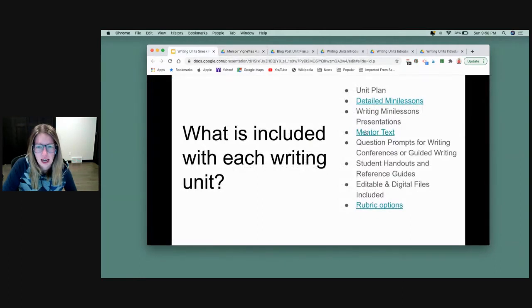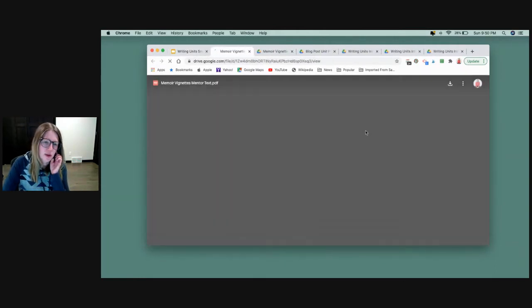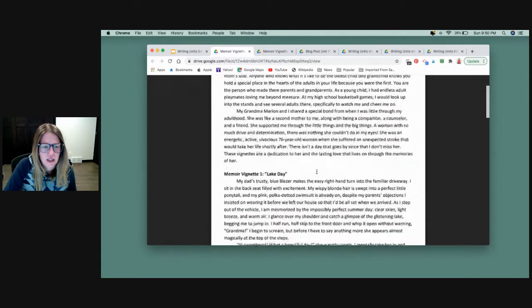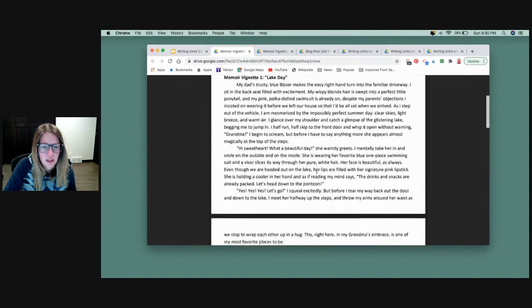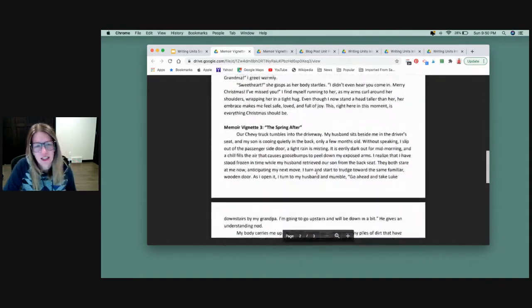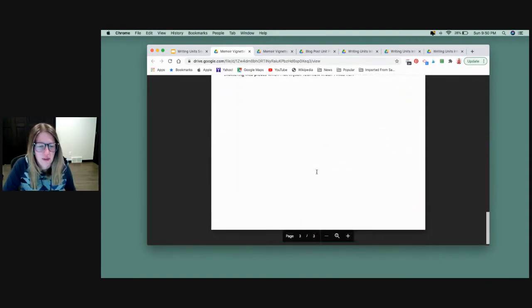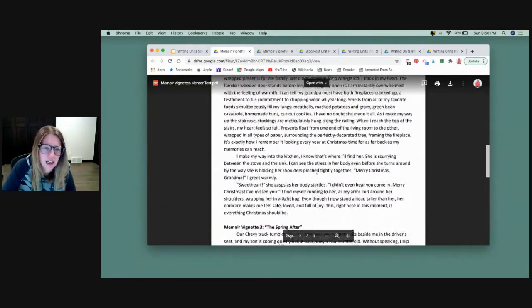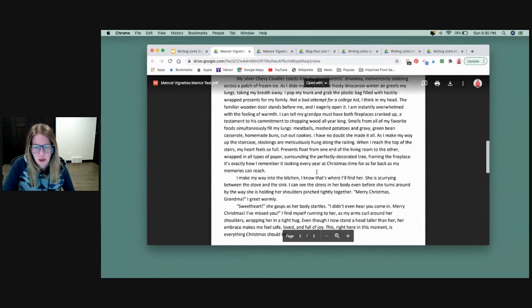So as I mentioned, every writing unit comes with a mentor text. The mentor text that I'm bringing up for this writing unit is for the memoir vignettes. As you can see, there's a foreword, and then there's the first memoir vignette, and then the second, and the third. So this is the mentor text that we keep coming back to again and again to show students what memoir vignettes are.